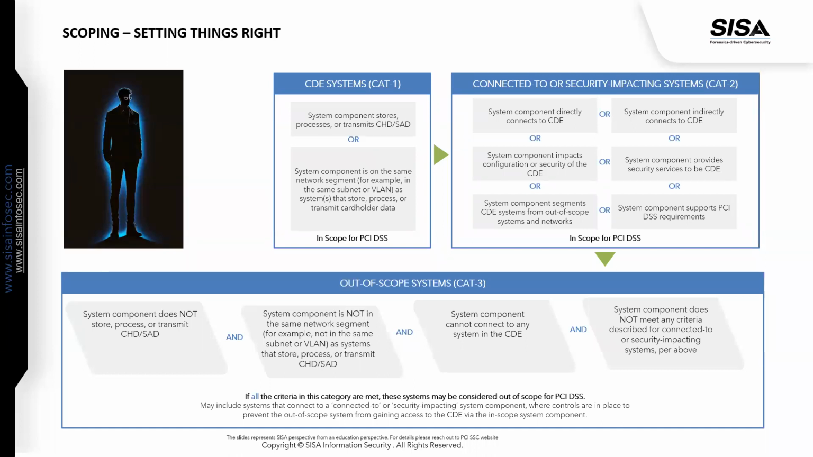So at the end of the day, you need to identify which are the CAT1 and CAT2 systems for me, and what is CAT3. CAT3 is nothing but those systems which are either not storing, processing, or transmitting cardholder data, are not connected with the cardholder data environment, and cannot impact the security of the cardholder data environment. Any system which meets all these requirements can easily be called out as out of scope, right?